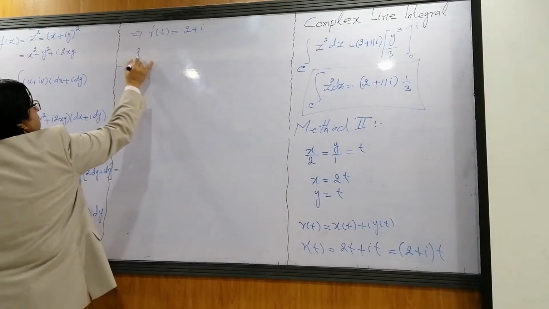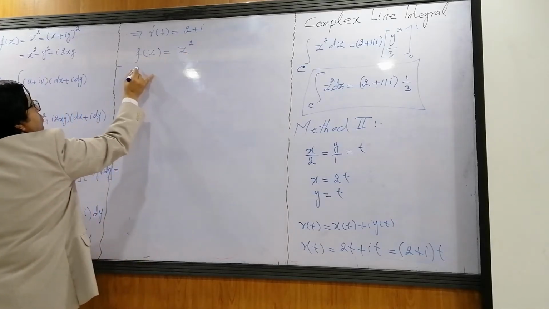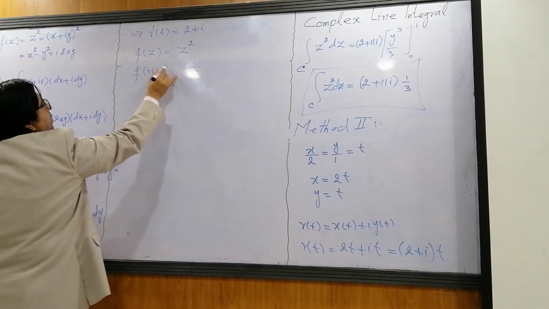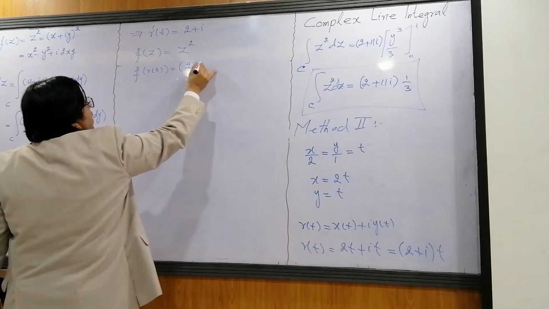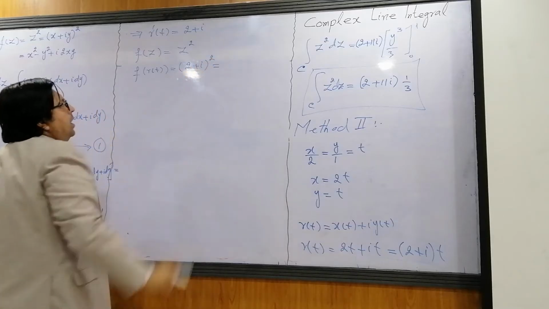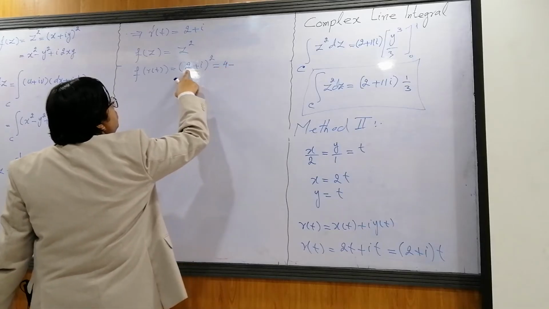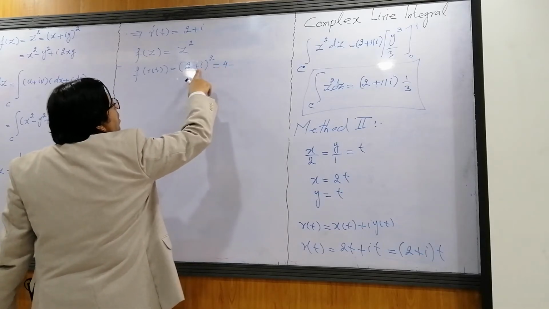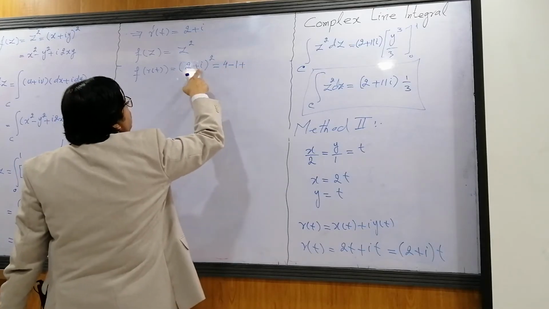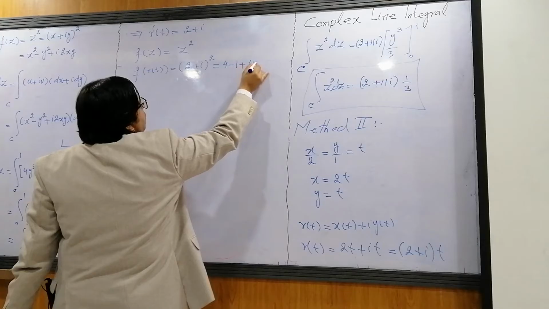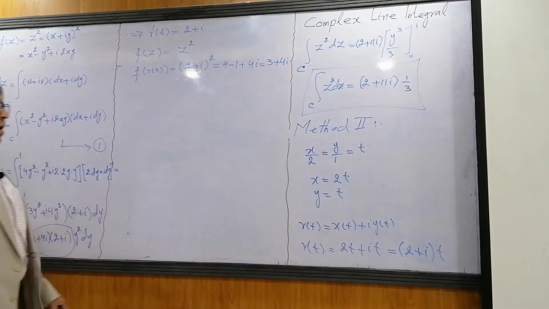Now the other thing we need, since f(z) = z², is f(r(t)). So r(t) is this thing, so I have to write (2 + i)² t². If I expand this, I will get 4 minus... 2 squared is 4, i squared is minus 1, and plus 2 into 2i, so we get 4i, which is equal to 3 + 4i.